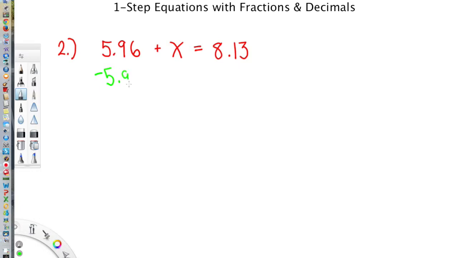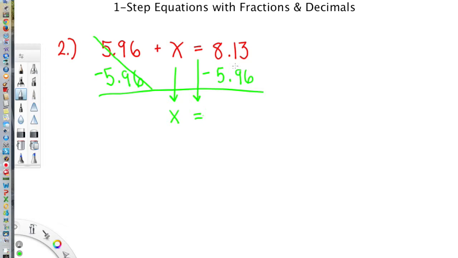5 and 96/100 from that side of the equation, and whatever I do to the left-hand side, I must also do to the right. So I subtract 5 and 96/100 from that side. When I do that, this cancels that out. I will bring down my variable. I will also bring down my equal sign, and then I will do my inverse operation. I cannot take 6 from 3, so 3 has to borrow from its neighbor, and 3 becomes a 13. 13 minus 6 is 7. Don't forget to put your decimal point there.